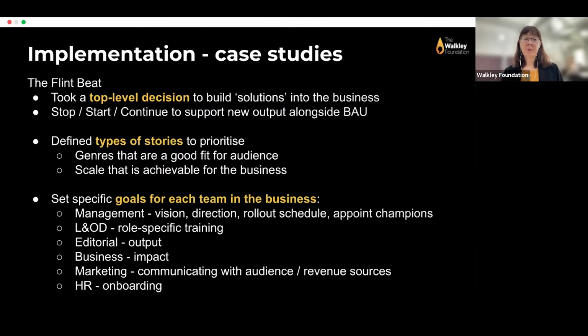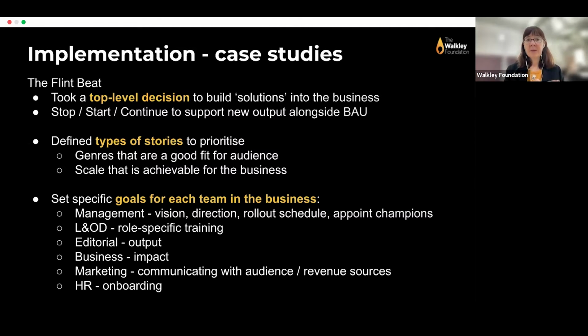And we'll talk about what a stop-start continue is in a moment. They defined the types of stories they wanted to prioritize. So they chose genres that were a really good fit for their existing audience, and also thought about the scale at which they wanted to do this work that was achievable for the business. And then they set specific goals for each team across the Flint Beat business.